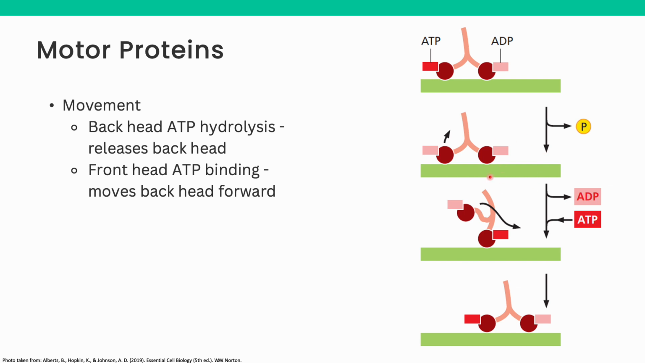The forward head, which has the ADP, must then exchange the ADP for ATP. Once the ATP attaches to the forward head, this drives a conformational change in this protein in such a way that the back head moves in front of the front head. And now we go back to our original state, wherein the back head has an ATP, and now the new forward head has an ADP. And then this cycle just keeps on repeating, and this allows for the walking movement of our different motor proteins.